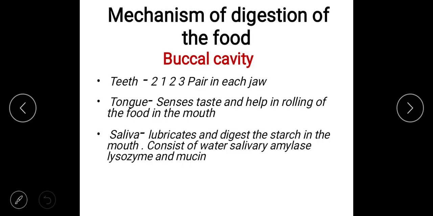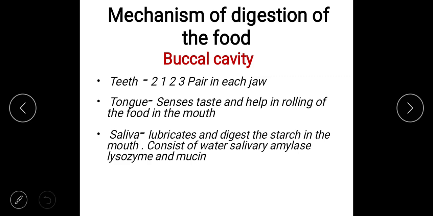Let us see now the mechanism of digestion of the food. Starting from the buccal cavity, we have teeth, so we should be aware of the dental formula. The dental formula is 2, 1, 2, 3 pairs in each jaw. We have 4 types of teeth: 2 pairs of incisors, 1 pair of canines, 2 pairs of premolars, and 3 pairs of molars in each jaw. So it means 32 teeth.